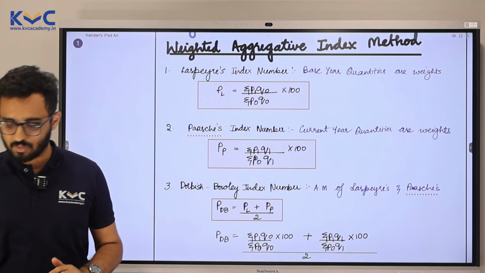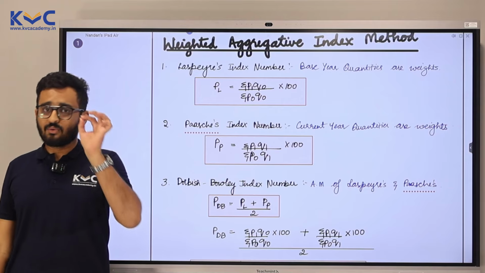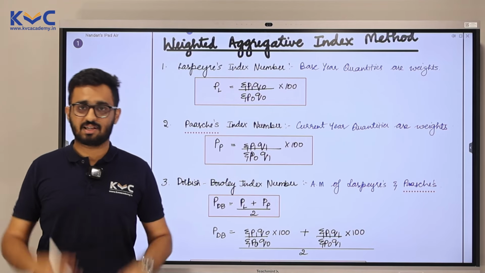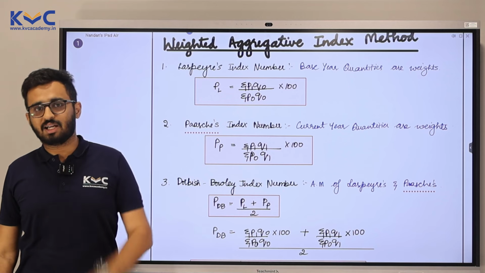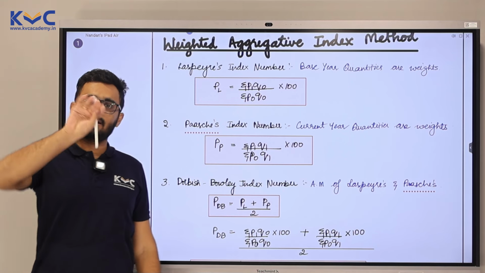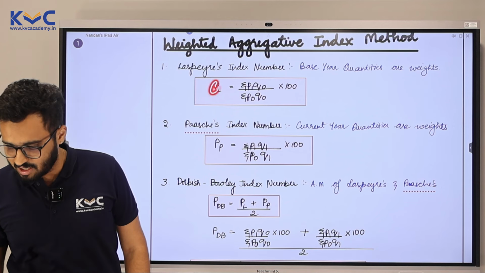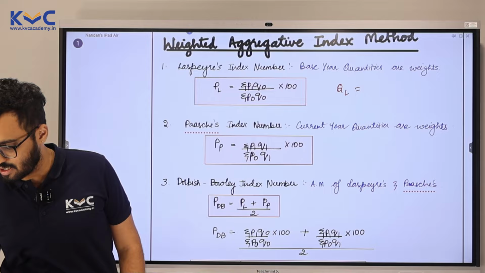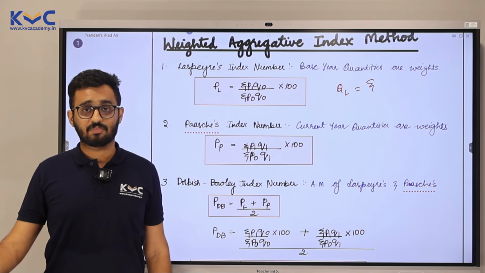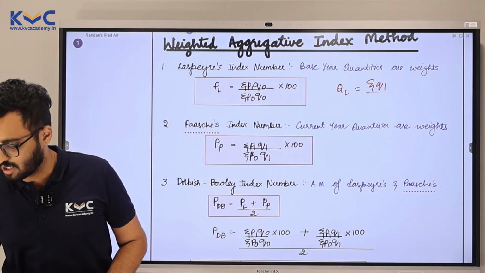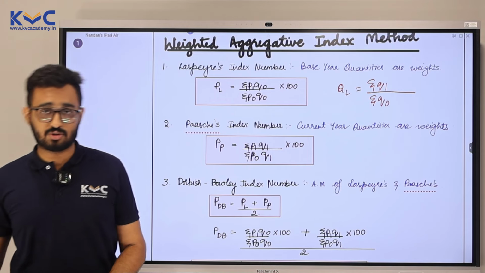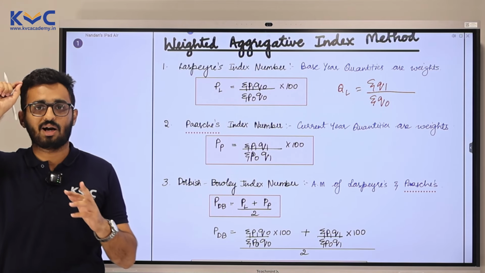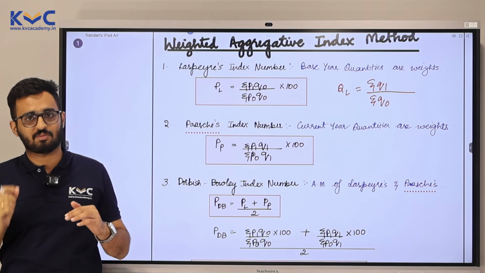Now, one thing to notice here is that we are taking all of this as price index number. If quantity index number is there, it will all be the inverse. That means if quantity Laspeyre's is asked, we are comparing quantities, correct? So it will be summation Q1 divided by summation Q0. Base year, current year, this logic remains the same. So we are starting with quantities.